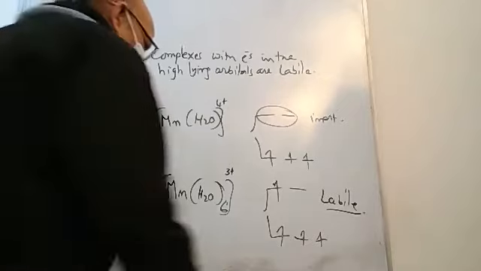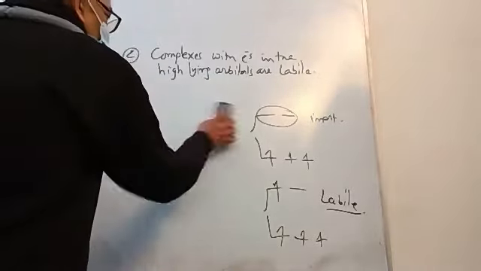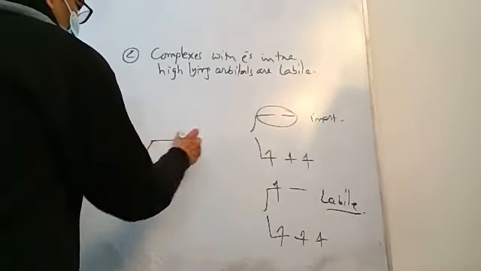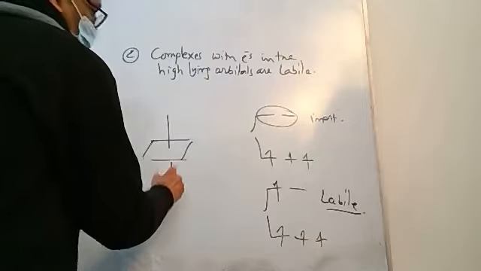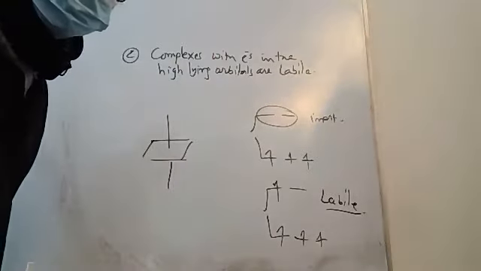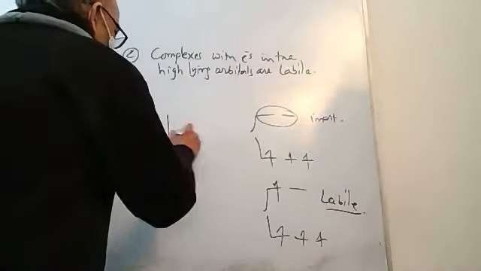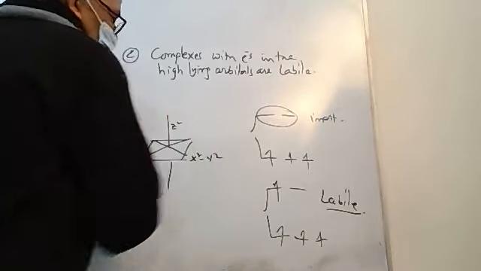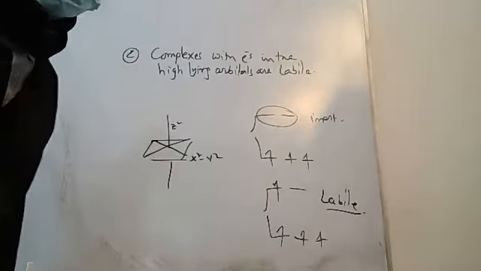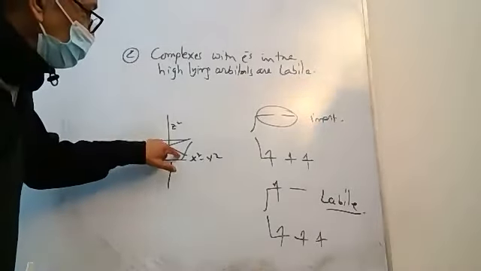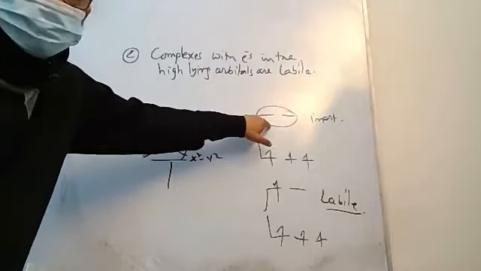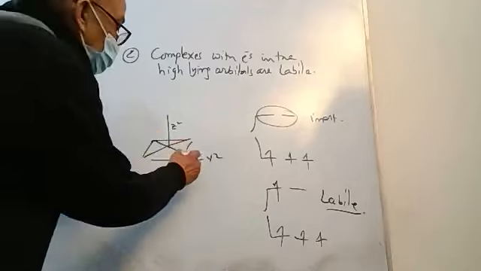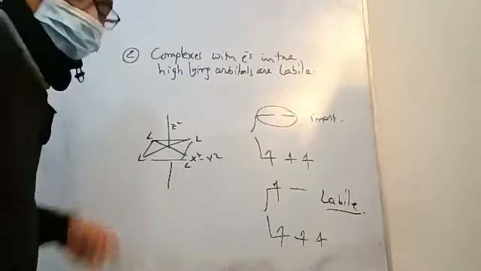To understand this, we need to go back to your octahedral geometry, right? That's your octahedron. Now, these are the directions for the eg orbitals. That's your x squared minus y squared, and that's your z squared. When you don't have electrons in x squared minus y squared or z squared, which is the case here, there is no repulsion between the metal and the ligands. The ligands get strongly attracted.